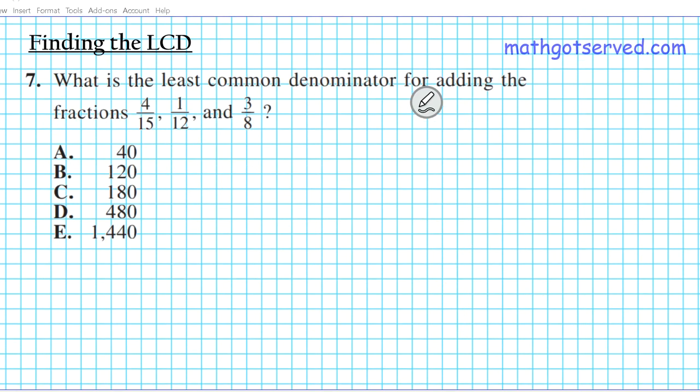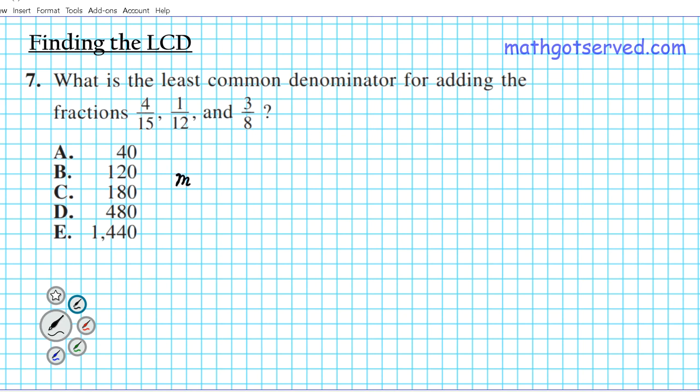All right, let's take a look at question number 7. In question number 7, you're being assessed on how to find the LCD of three numbers. Question 7 reads, what is the least common denominator for adding the fractions 4 over 15, 1 over 12, and 3 over 8? I'm going to show you two methods to accomplish this goal, and then whichever one you feel comfortable with, you can apply when you're taking your test.